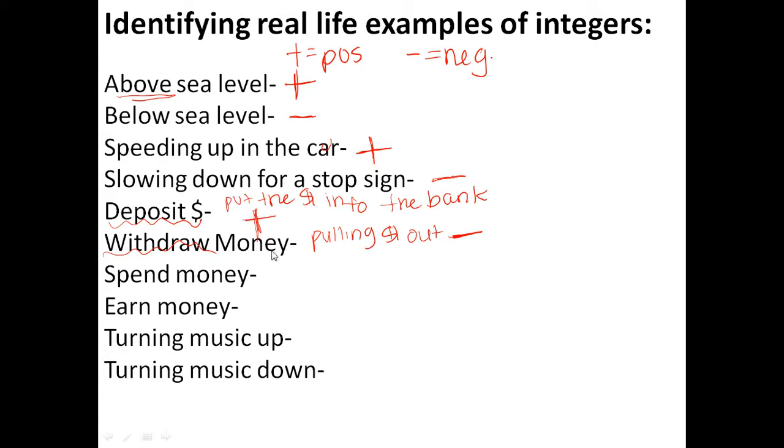Okay, and that goes right down here to, you see the same word spend. So if I'm spending money, I'm using it, it's going away, it's negative. If I earn money, if you do your chores and get your allowance, or your report card or whatever it is, maybe you earn some money that way, or sports, you are receiving a positive amount of money. Okay? And the last two, if you turn the music up, anytime something goes up, it's positive, and if you turn the music down, negative.